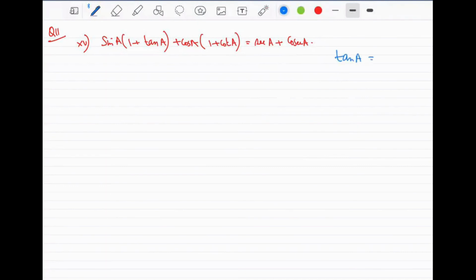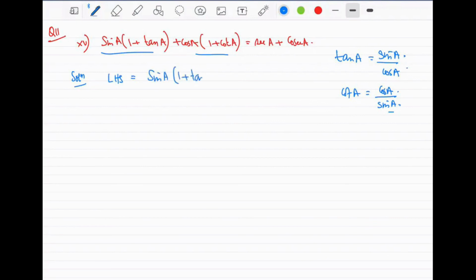You know, tan A is equal to sine A by cos A. And cot A is what? Cos A by sine A, right? Now, we are going to utilize it here. Let's start with the left hand side solution. Sine A by 1 plus tan A, plus cos A by 1 plus cot A.